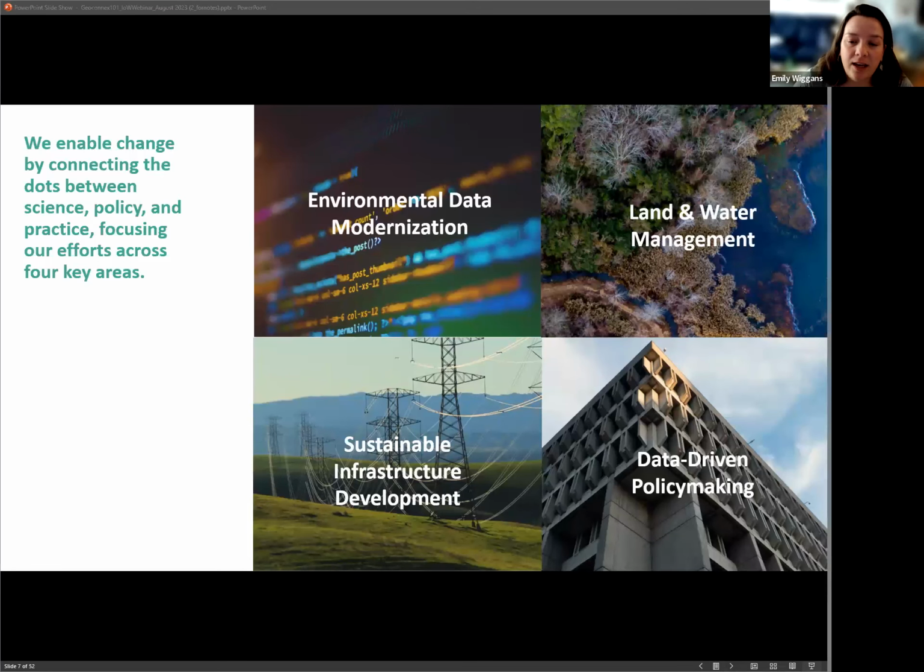So our work is really in these four main realms. We meet our partners where you may be and provide a variety of services, from high-level strategic advising to supplementing your existing staff or helping to lead your organizational technical efforts. So as you'll see, Geoconnex fits nicely in a couple of these areas. Definitely environmental data modernization, certainly land and water management, sustainable infrastructure development, and definitely data-driven policy making.